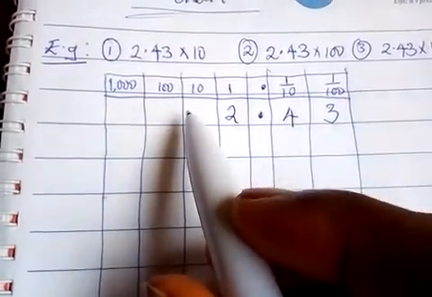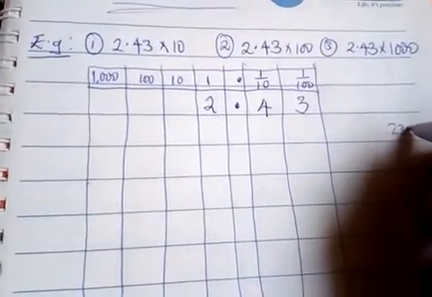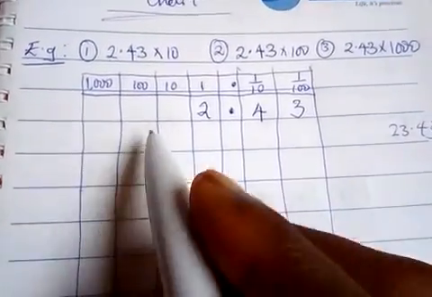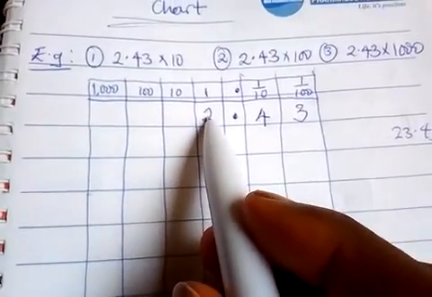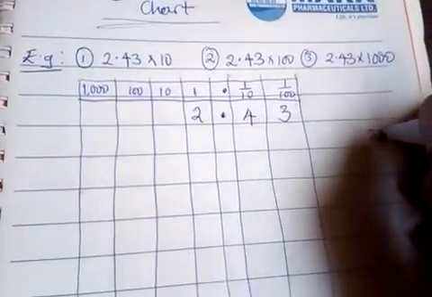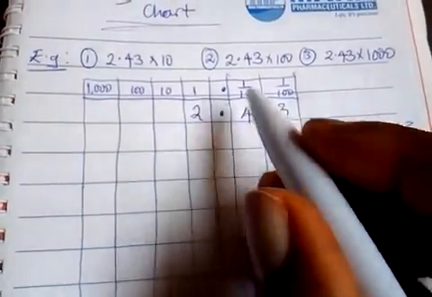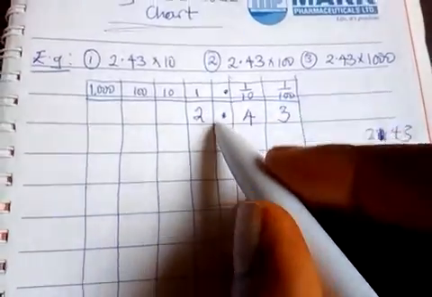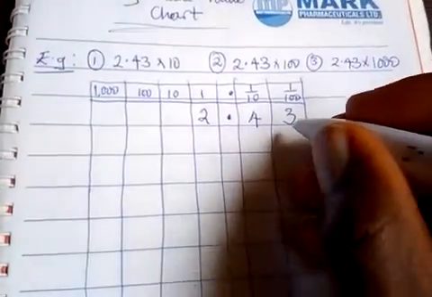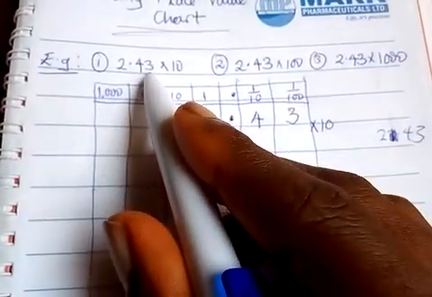If you have 3.43, you are going to put 3.43, but now we have just 2.43, so 2.43. Make sure it is aligned with this. So times 10, as the question says.